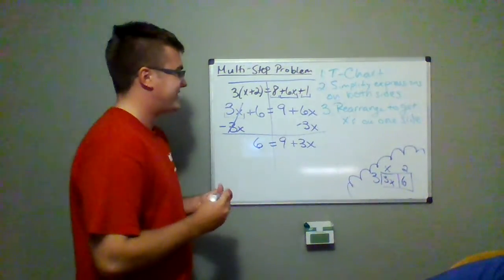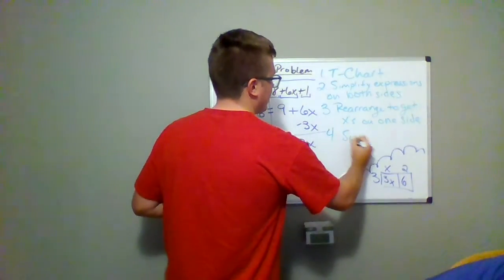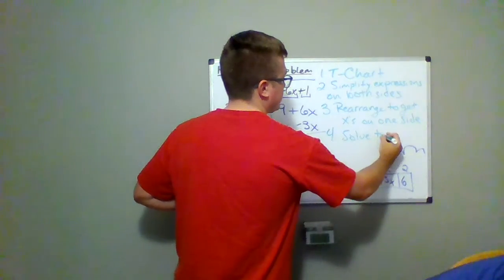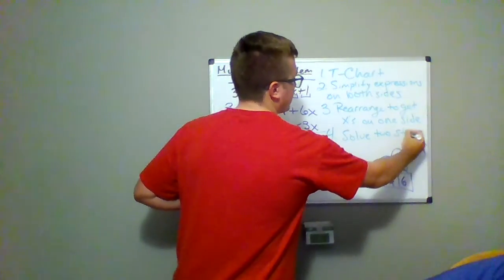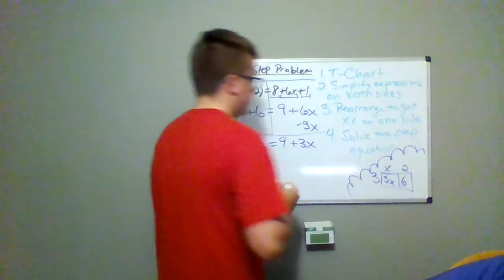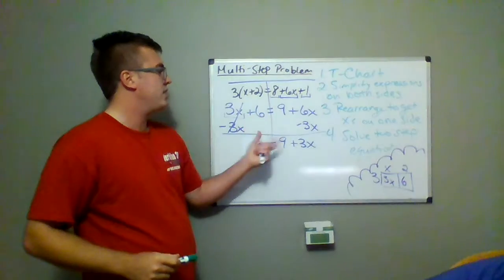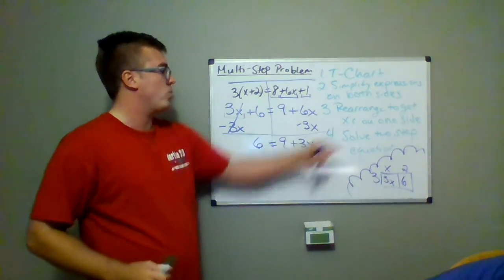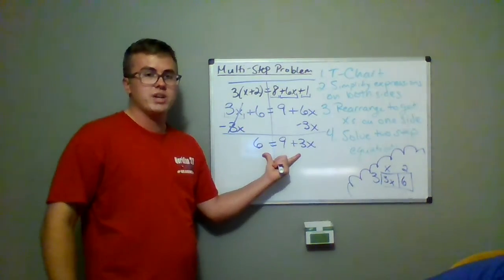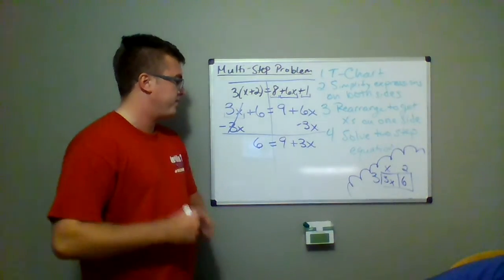So now step number 4 is going to be: solve the two-step equation. All right, so we did our t-chart, we simplified on both sides, we rearranged to get it in a two-step equation format, and now we're just going to solve it like it's a two-step equation.